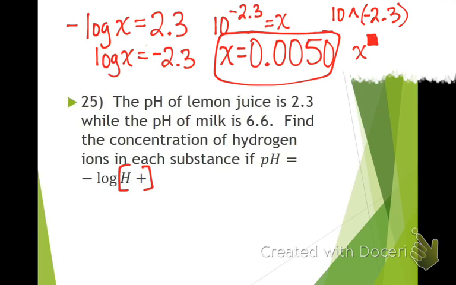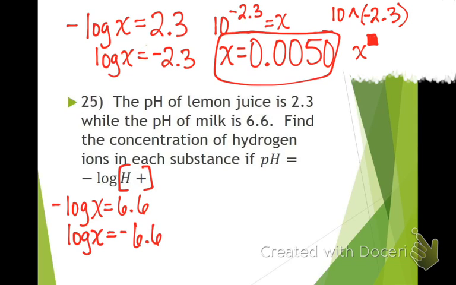So we have to do the same process, except this time we're using a pH of 6.6. So again, I'm going to divide both sides by a -1 so that the 6.6 is negative now instead of the log. Okay, then if I'm putting it in exponential, my base is 10. The exponent on the 10 should be -6.6, and that is equal to x, which is what I'm trying to find. So again, in our calculator, 10 caret -6.6.